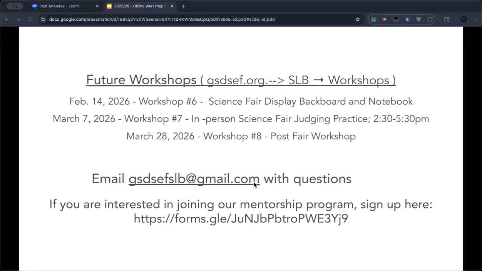As always, we have a couple of future workshops. The list is getting increasingly smaller as the year goes on, but on February 14th, we will have our workshop number 6 on the science fair display backboard and notebook. This upcoming workshop is probably one of the most important workshops that we offer. So we highly recommend that you go to workshop number 6.